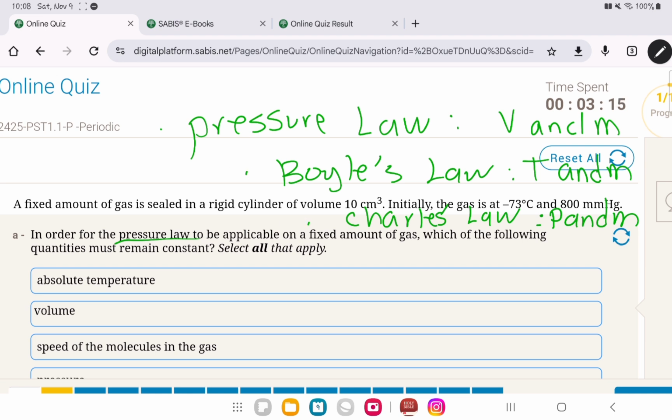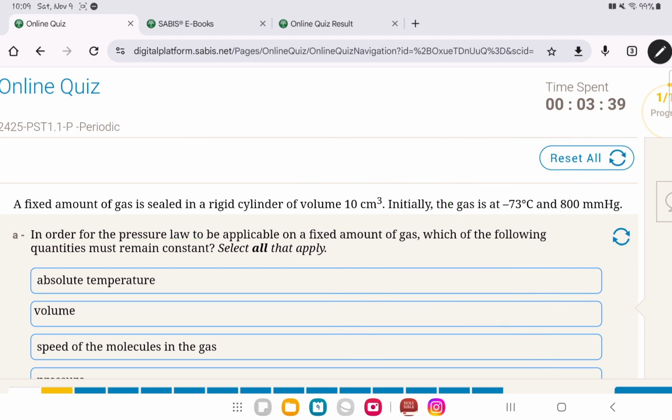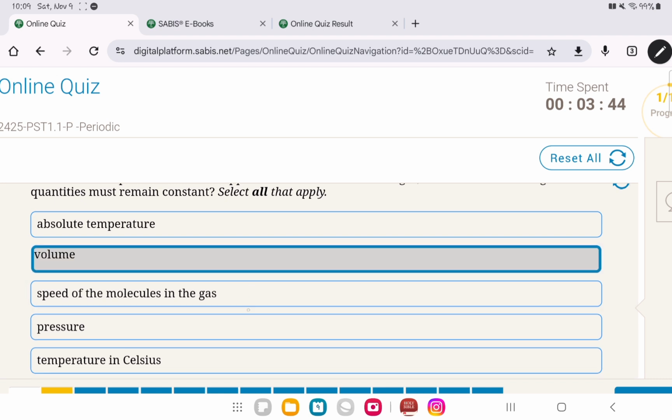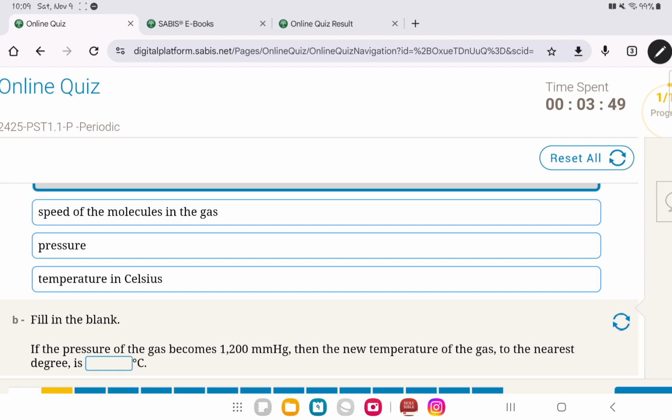And for the equations, very simply, just memorize this one equation: P1 times V1 over T1 is equal to P2 times V2 over T2. And then, which one is constant? You cross it out. So for example, in order for the pressure law to be applicable, the volume and the mass are constant. They're telling us which of the following quantities must remain constant. We have volume, then mass. So we don't have mass, that means we're not going to choose anything else.